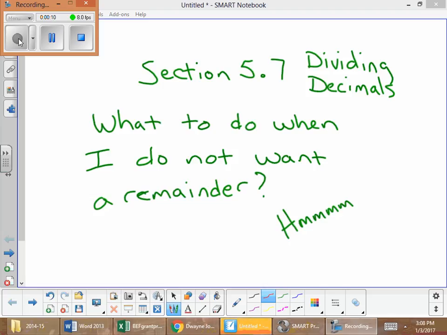We're working on Section 5.7, dividing decimals, except there's a big change. I don't want any remainders anymore, and we're going to learn what to do when you do not want a remainder. The best thing to do, I feel, is just to jump into a question and let's see what we have.